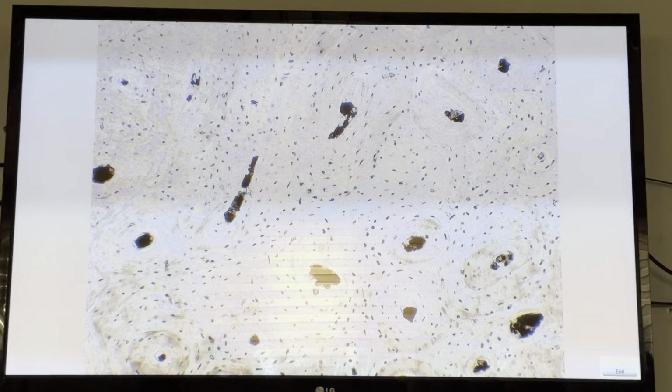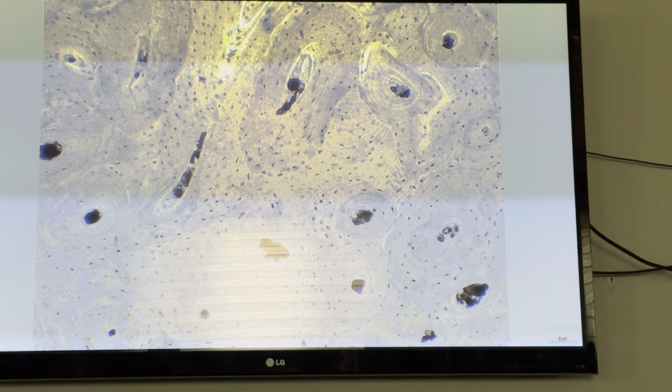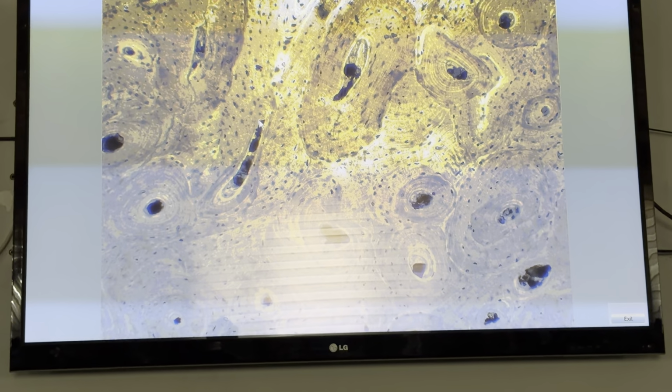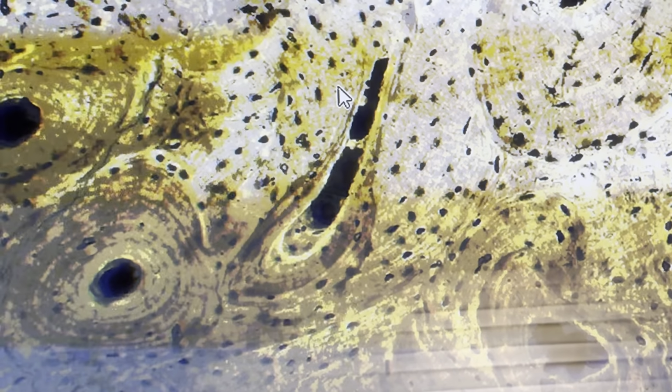This canal is called Volkmann canal. Volkmann canal connects between two Haversian canals and not surrounded by concentric lamella.